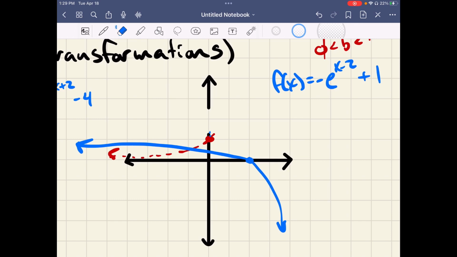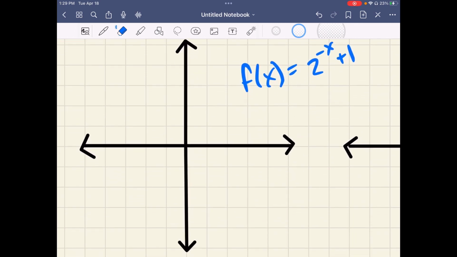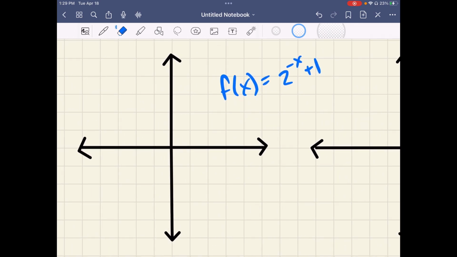All right. So now let's take a look at this one here. The first thing I'm going to notice is that the b value is again above 1, so I'm going to have exponential growth. So I'm going to sketch a quick version of that parent function, and I know it goes through the point (0, 1), and I have growth going left to right because b is greater than 1.